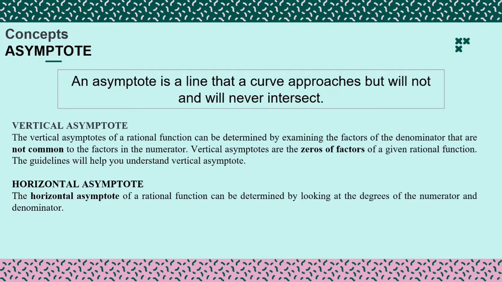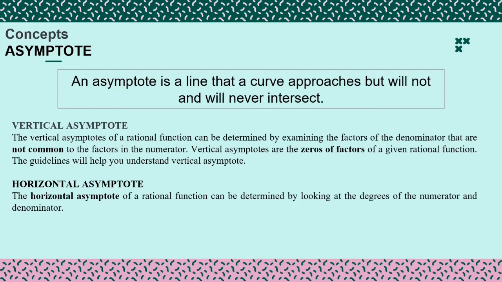Now, let's have the vertical asymptotes. Paano natin siya makukuha? The vertical asymptotes are the zeros of factors of a given rational function. So, meron tayo later on an example for getting the vertical asymptote. Now, let's have the horizontal asymptote.